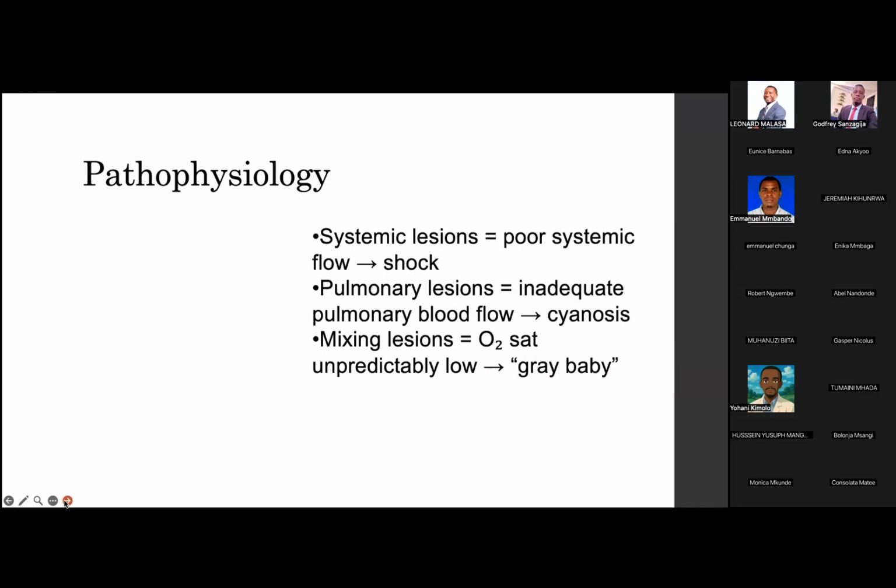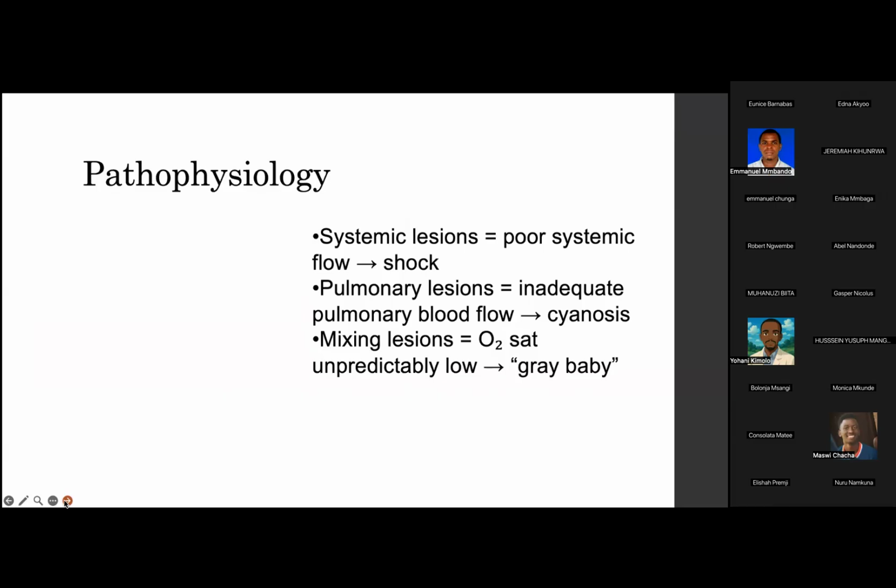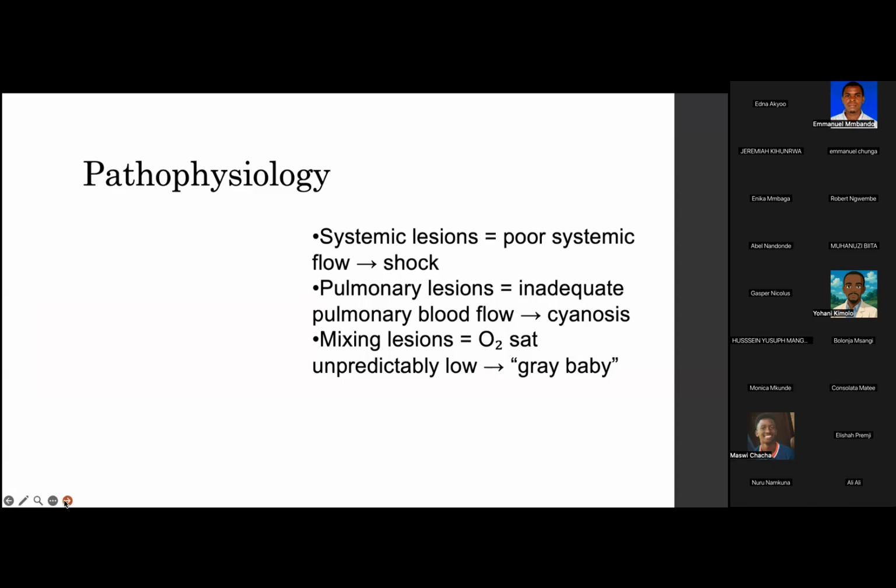The pathophysiology now would be that it's simple. You think of it in this way. If the systemic part of the heart, which sends blood to the rest of the body, is affected, then you will have poor systemic flow and hence a shock and a gray baby. If the pulmonary lesion is present and blood is not going to the pulmonary blood flow or the lungs, then you will have a cyanotic baby or a blue baby. And if you have a hole that is allowing mixing of the blood, the oxygenated and deoxygenated blood, then you might have a presence of a gray baby.